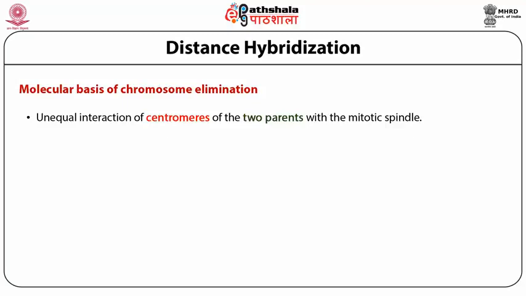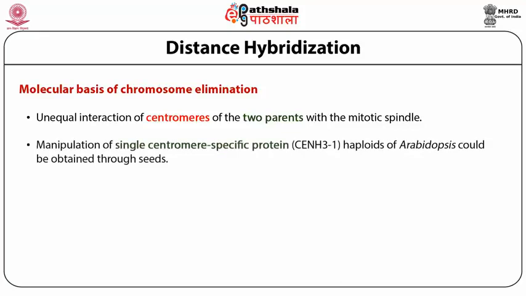In the case of Arabidopsis thaliana, the haploids have been obtained by manipulating this gene, which is called CENH3. By manipulating this gene, they could get haploids of Arabidopsis thaliana, and they could get diploids from a tetraploid plant by the same technique, which means that the chromosomes of one parent were eliminated in the process.